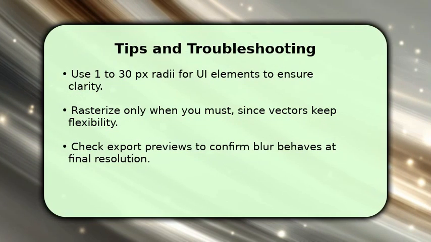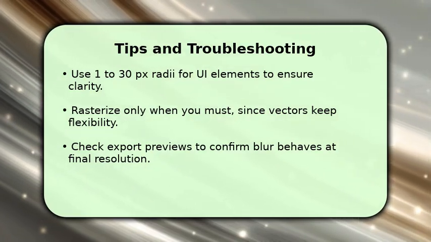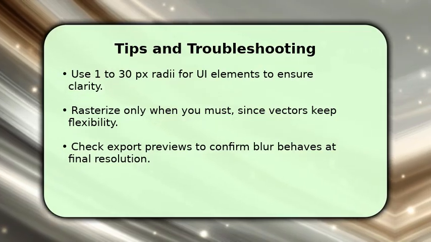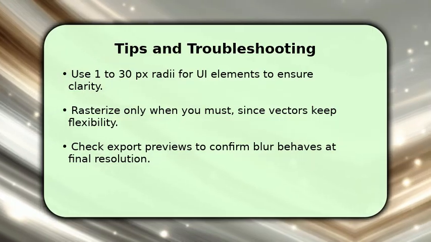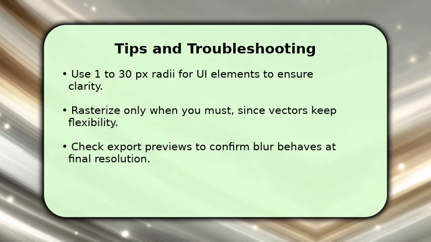Use subtle radii for interface elements and larger radii for backgrounds to maintain readability. Avoid rasterizing layers unless necessary, because vectors keep future edits simple and file size smaller. If blur looks harsh, reduce opacity or add a mask feather for smoother transition.